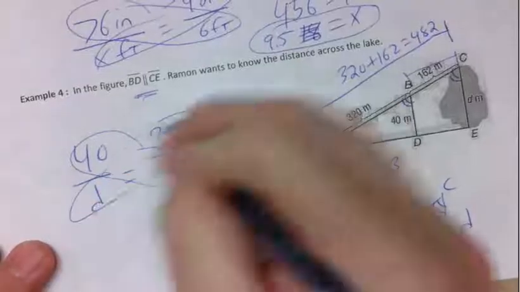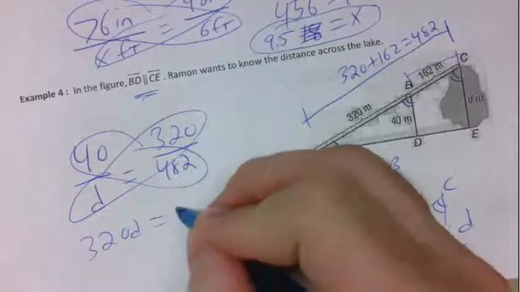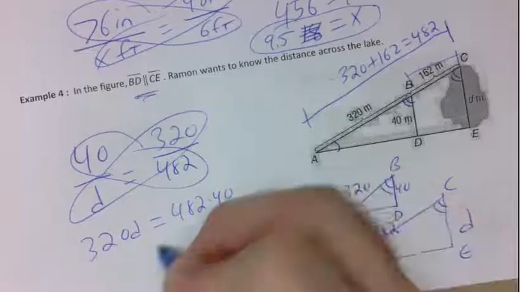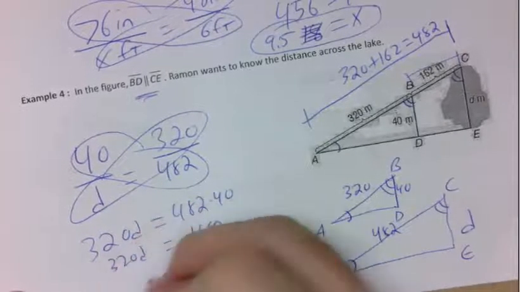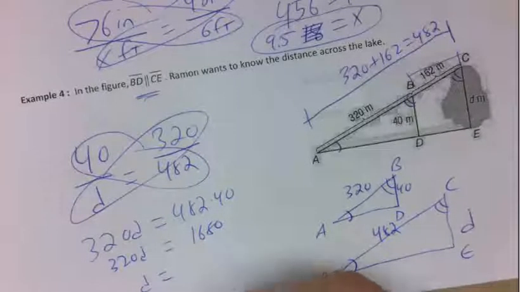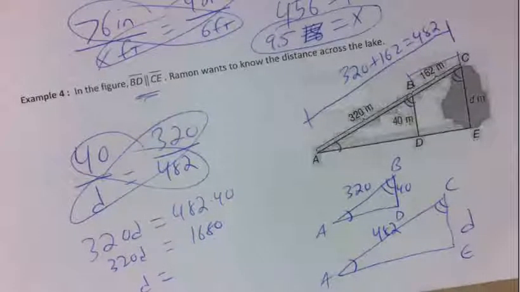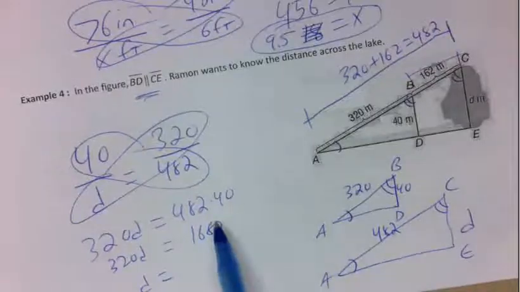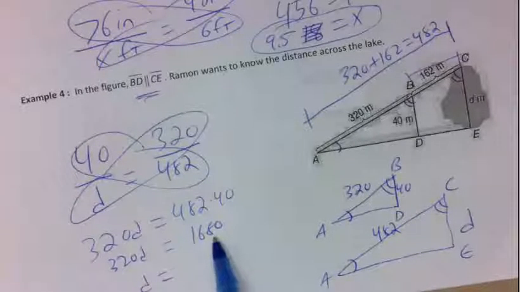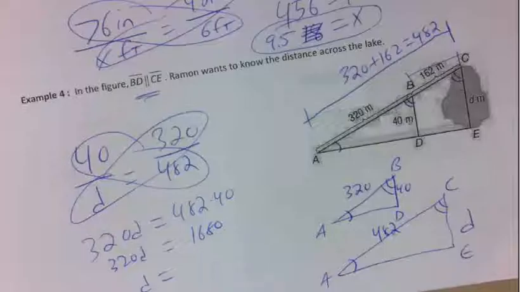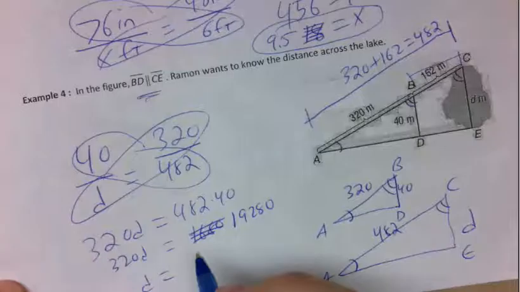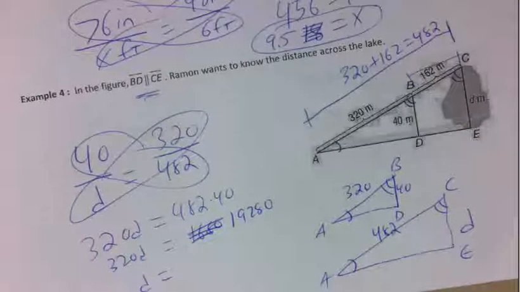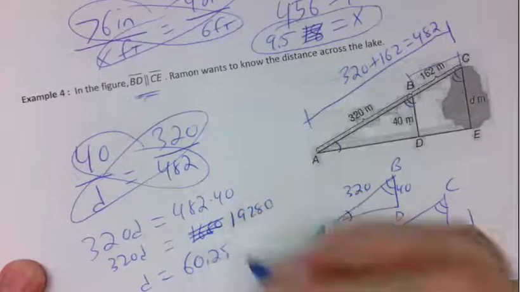And now, once you get here, this isn't so bad. Once you get to this point, no big deal. 42 times 40, and that's 1680 divided by 320 is clearly not right because 482 times 40, there's no way that that's 1680. 482 times, that's what I try not to do these in my head because that's where I make silly mistakes. Divide by 320, 19280, 60.25. That makes a lot more sense.